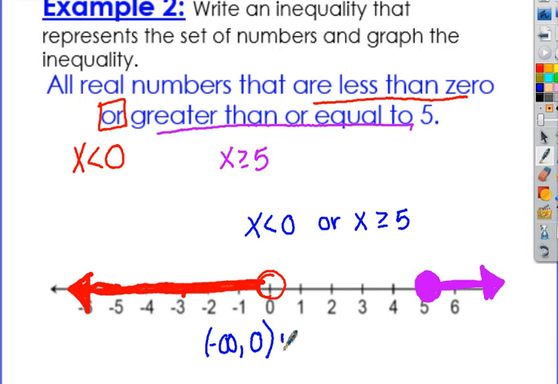So now we're going to put a U, and it means in union with. So it just means that the graph picks up. So it picks up again at 5, and that's a bracket because it's a closed circle, and it goes off to positive infinity. So this is what it looks like in interval notation. This is what it looks like graphed. This is what it looks like written.